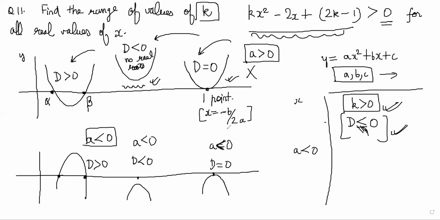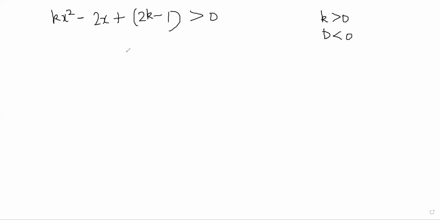So let's now simplify that a little bit. So I'll just do it on the next page. So the equation was kx square minus 2x plus 2k minus 1. And we have to make it positive. So for that to happen, I have to put k greater than 0 and d less than 0. So therefore, now d will be 4 minus 4 into k into 2k minus 1, right? So this should be less than 0.